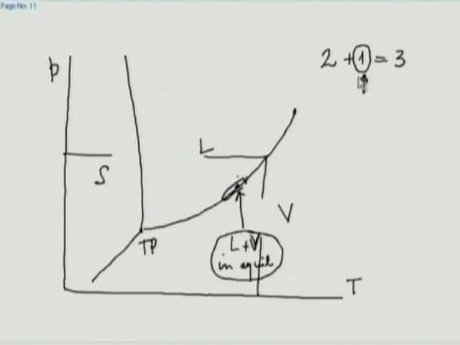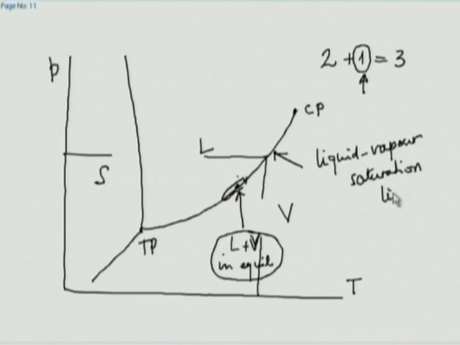Now some nomenclature. These lines, which are interphase lines, in our thermodynamic nomenclature are known as saturation lines. So this line going from the triple point, it ends at a point known as the critical point, we will come to that later, is known as the liquid vapor saturation line.